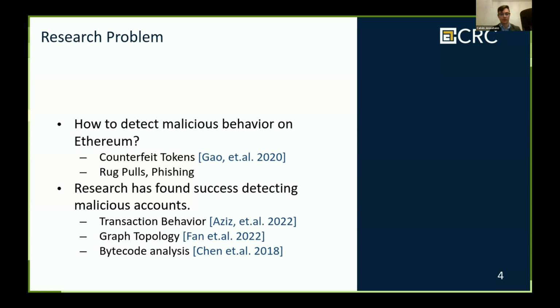Studies have looked at, and this is a small selection, transaction behavior and graph topology, and even analyzing the bytecode of a contract to see if it might be implementing a Ponzi scheme. So there's lots of work done. But for the most part, the research has focused on malicious user accounts rather than malicious tokens. And the work that has focused on malicious tokens is more concerned with tracing tokens on decentralized exchanges, or cases where it's very evident that it's a counterfeit token.